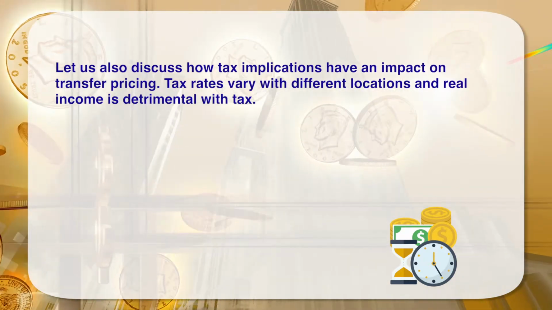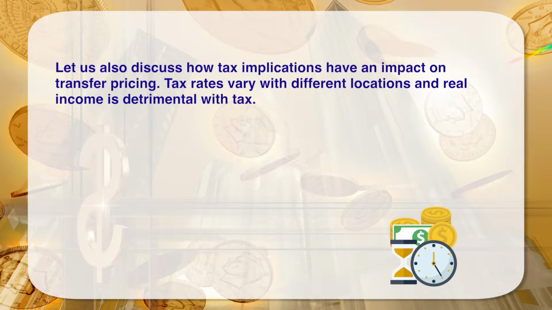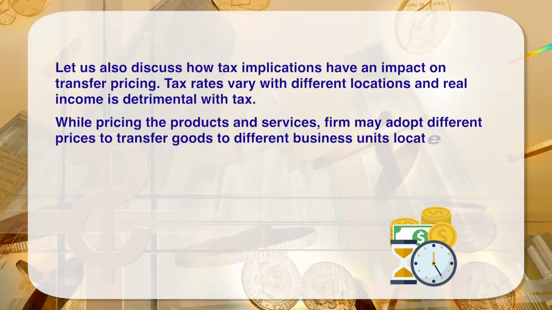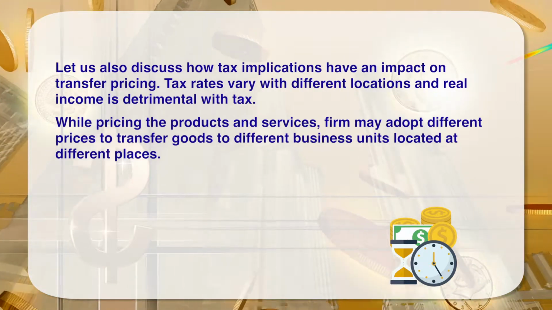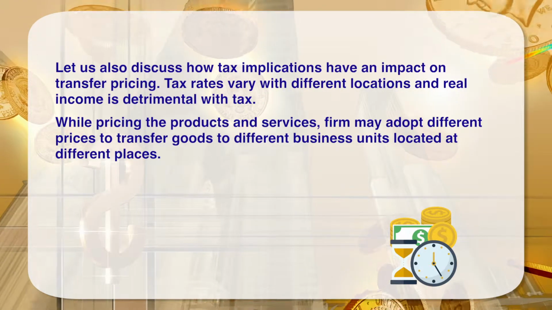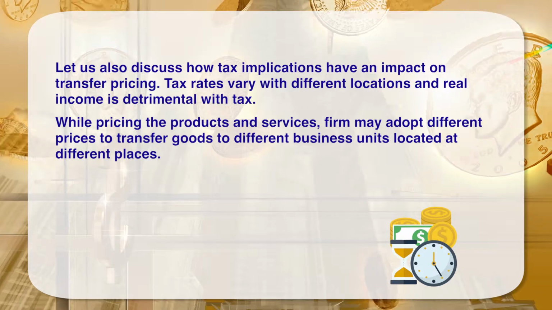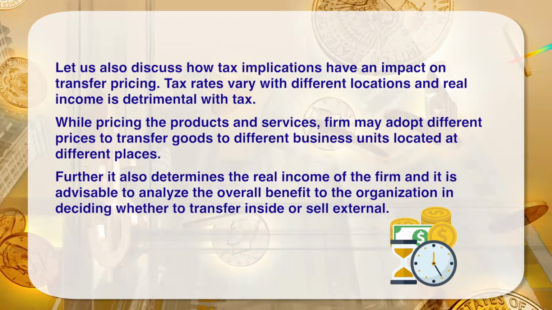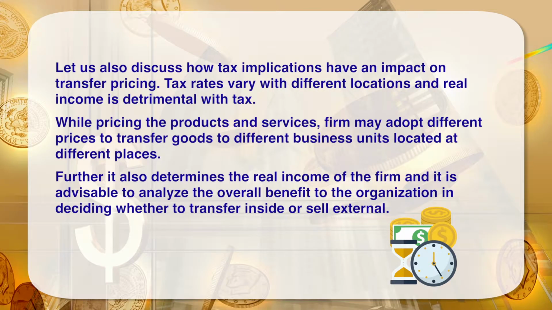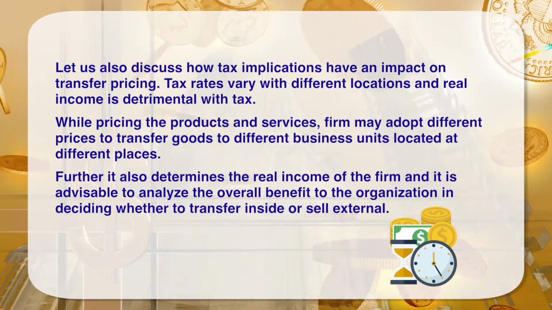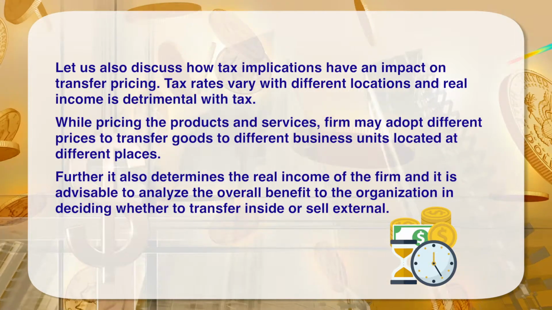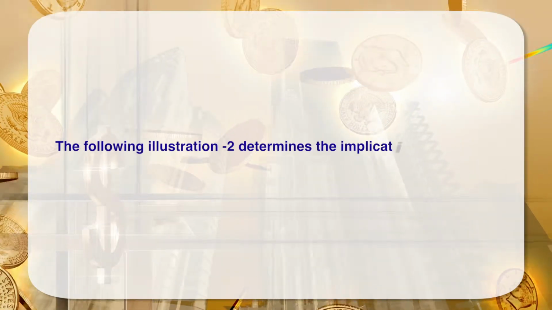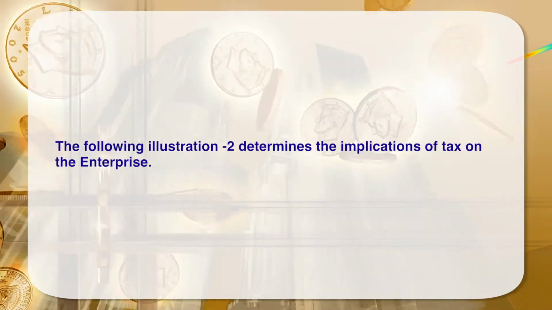Tax rates vary with different locations, and real income is determined by tax. While pricing the products and services, a firm may adopt different prices to transfer goods to different business units located at different places. Further, it also determines the real income of the firm, and it is advisable to analyze the overall benefit to the organization in deciding whether to transfer inside or sell externally. The following illustration 2 determines the implications of tax on the enterprise.